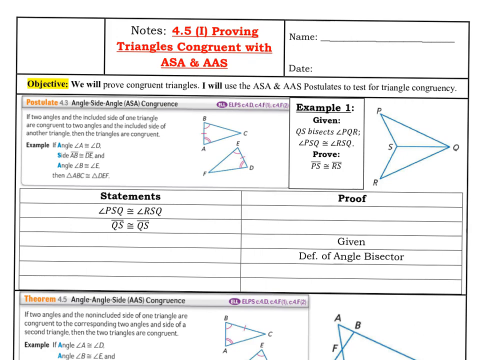Hey everybody, welcome to Chapter 4, Section 5, Proving Triangles Congruent with Angle Side Angle and Angle Angle Side. So in these notes I'm going to do a couple of proofs that basically demonstrate these congruence properties.